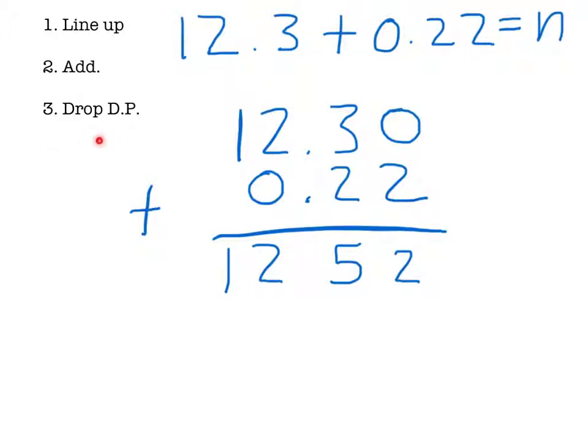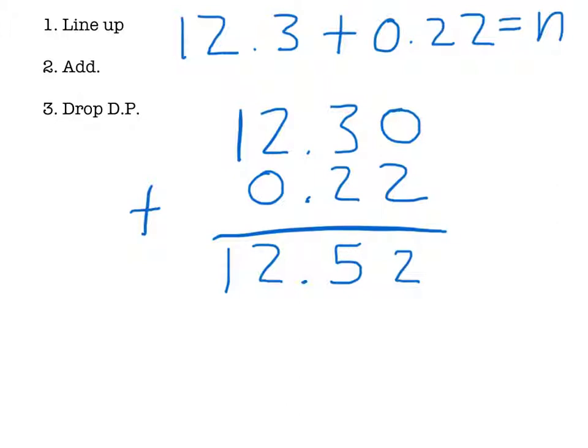Now I'm on to that last step, which is drop down the decimal point. And I'm just going to drop it straight down so that I end up with my answer, 12.52.